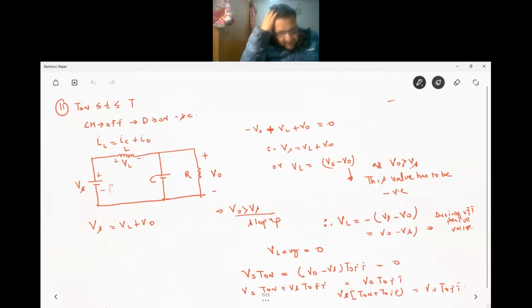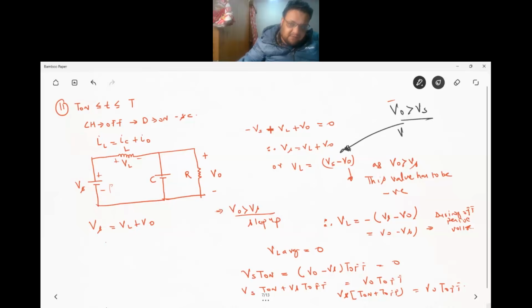When the chopper is in off mode, your circuit is made like this, which I was already discussing. But notice here your Vs value, the output V naught here is always greater than Vs, right? So that means this result would always be negative. If you are subtracting Vs minus V naught, the result would be negative. Therefore, the VL value will be equal to minus (Vs minus V naught).